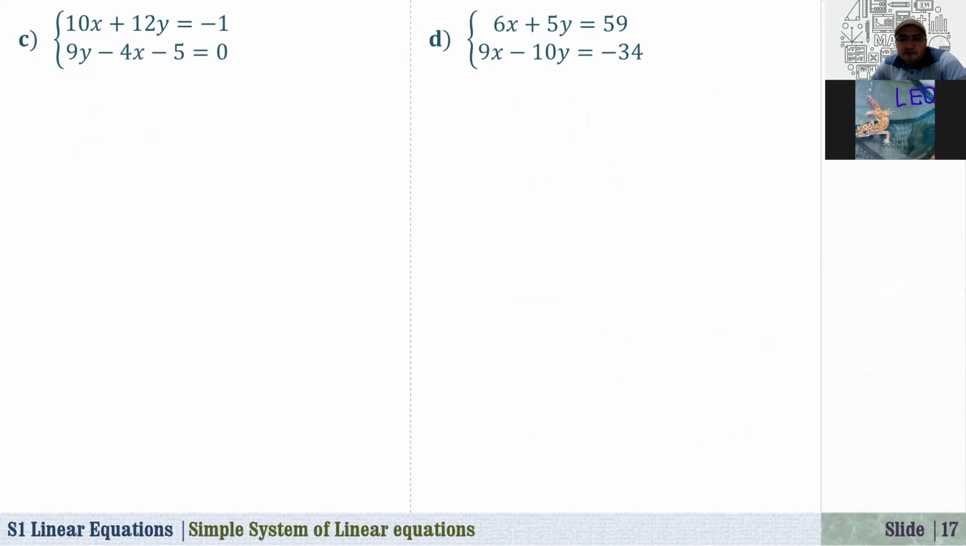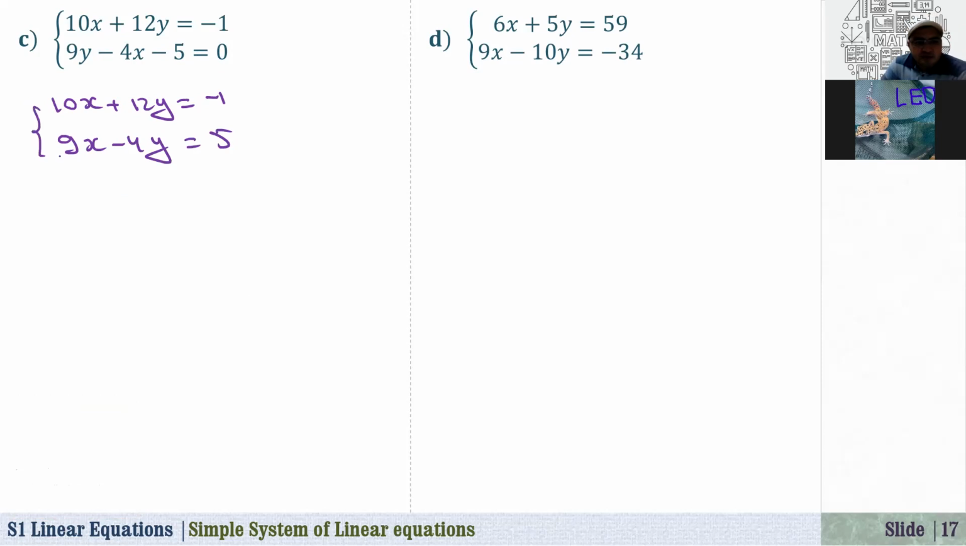Another example, which one? Let's do question C. From each page, let's just do only one. So let's do C here. C first, negative 5, right? Let me just take it to the right hand side. And here we have 10x plus 12y is equal to negative 1. And here we have 9x minus 4y is equal to 5.